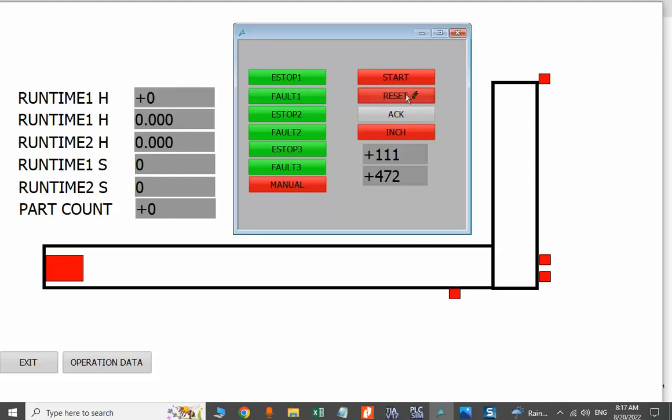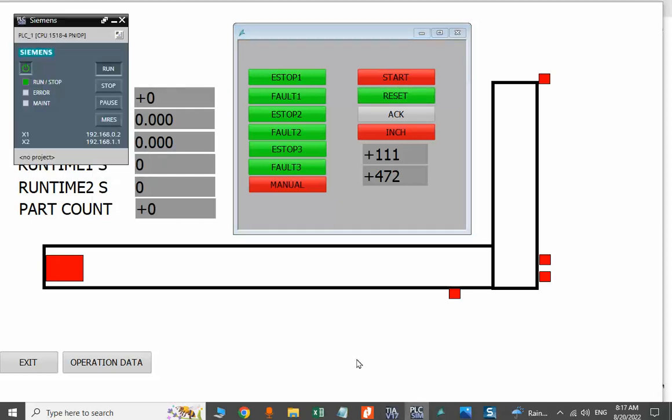Let me reset. Reset and put it in automatic and press start. Motor 1 is running from here.